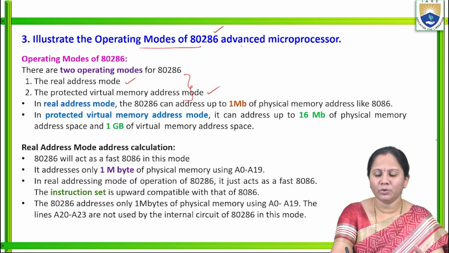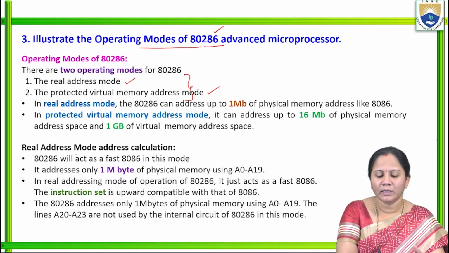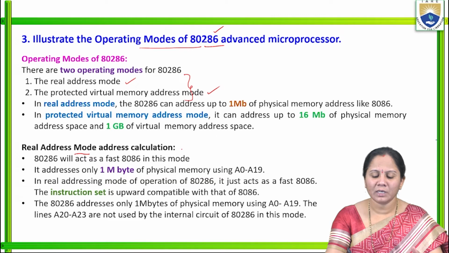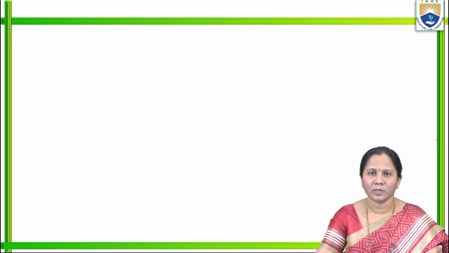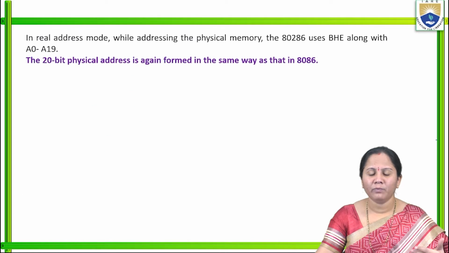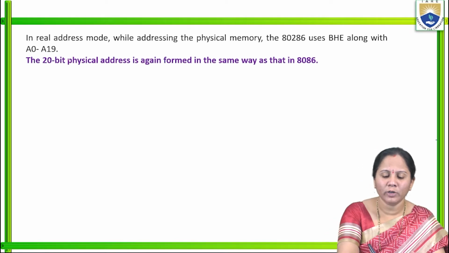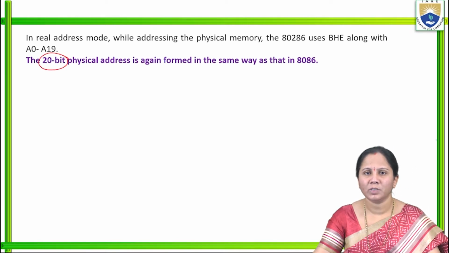So when this 80286 is operating in the real address mode, the physical address calculation will be same as the 8086 microprocessor. That means by multiplying the segment address by 10, we add the offset address, and totally it is going to produce a 20-bit physical address.